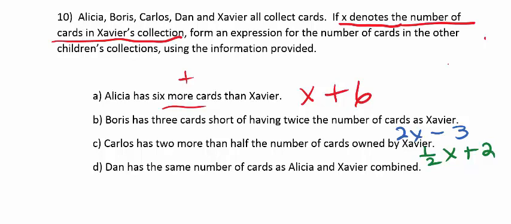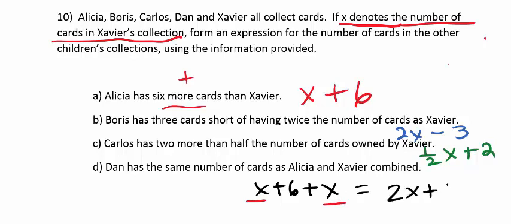Dan has the same number of cards as Alicia and Xavier combined. Well, Alicia is x plus 6, and then Xavier is x, so when we combine it, that means to add those expressions together. And when we simplify, we can combine these like terms of x and x, so we end up with 2x plus 6.